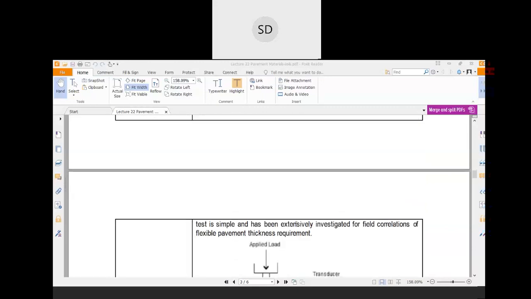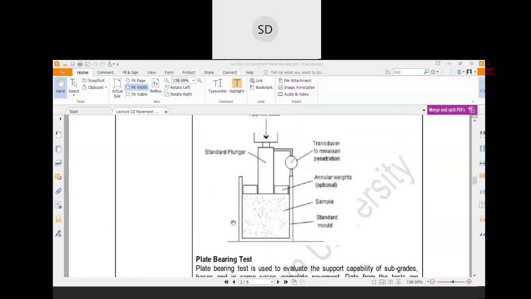After that, there would be one mold. This is the mold where you need to place the soil sample in a 3-layer assembly. So first layer, second layer and third layer. Now in each layer there would be one hammer, and the weight of the hammer would be 2.5 kg.